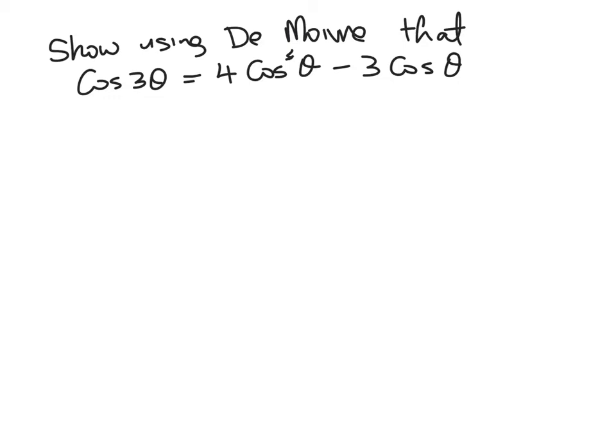So you start using a general complex number in polar form. So we start off with cos theta plus i sine theta. So you write that down no matter what. If they say use De Moivre to prove any trig identity like that, always write that down straight away.